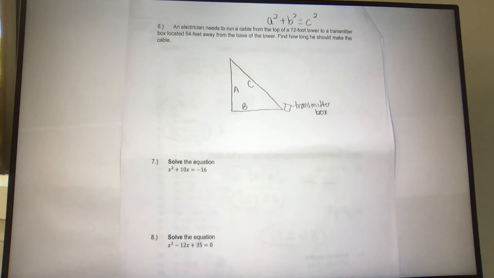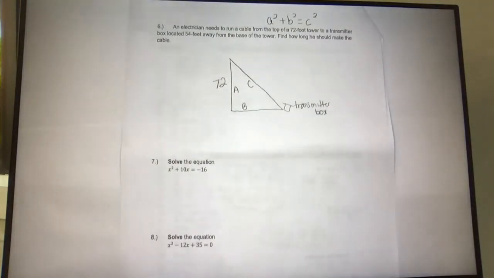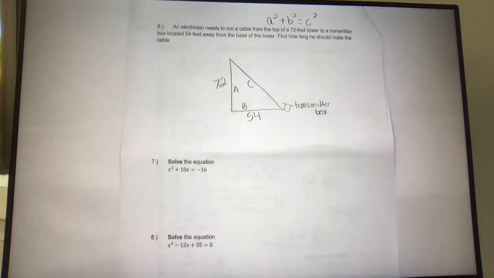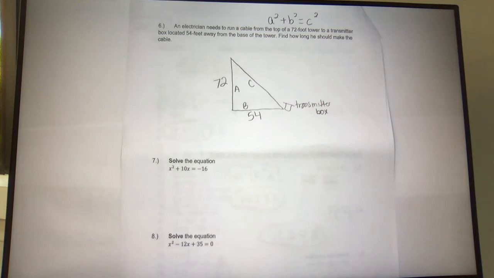All right. So remember Pythagorean theorem, A squared plus B squared equals C squared. Okay. This happens to have capital letters. It really does not matter. So an electrician needs to run a cable from the top of a 72-foot tower. Not that it matters, but which letter is 72, A or B? A. To a transmitter box located 54 feet away. Not that it matters, but what letter is 54? B.